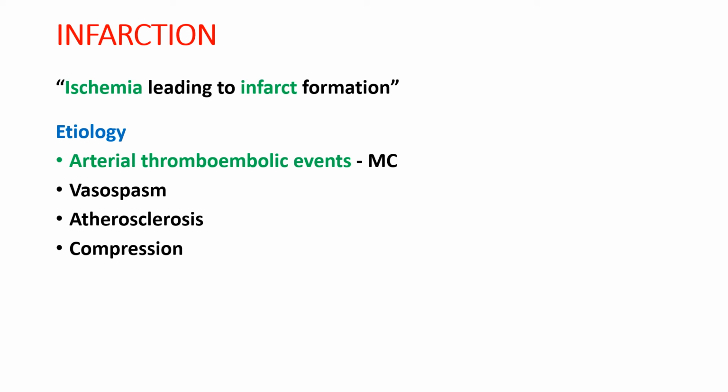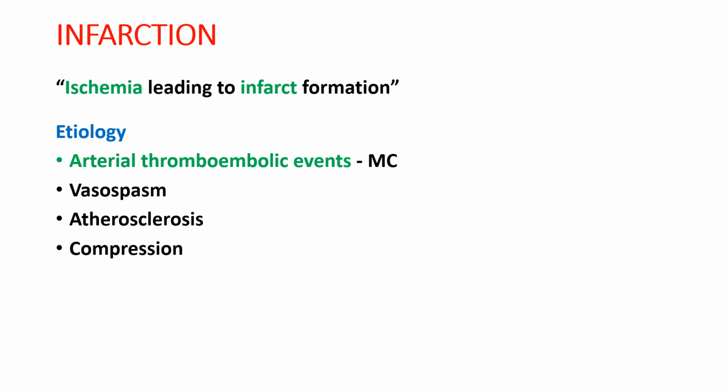So infarction. So we have got three different terms: ischemia, infarction and infarct. So ischemia conventionally means cutoff of arterial blood supply. So whenever there is no arterial blood supply, that leads to development of necrosis, which is coagulative in nature. So ischemic necrosis results in formation of dead tissue. So the formed dead tissue is known as infarct, and the whole phenomenon of ischemia leading to infarct formation is known as infarction. So coming to the etiology, the most common cause is arterial thromboembolic events, in almost all cases.